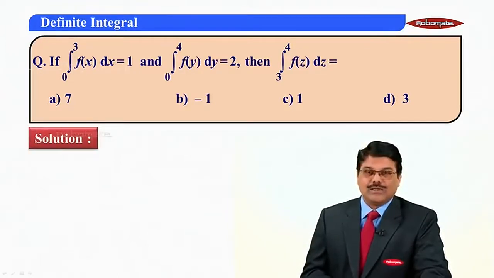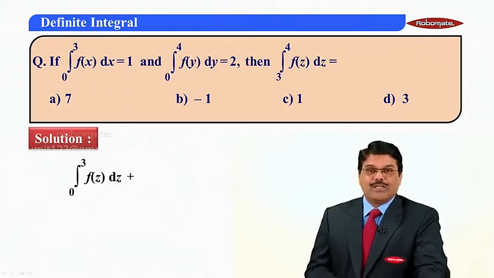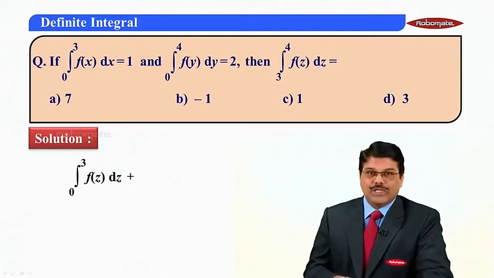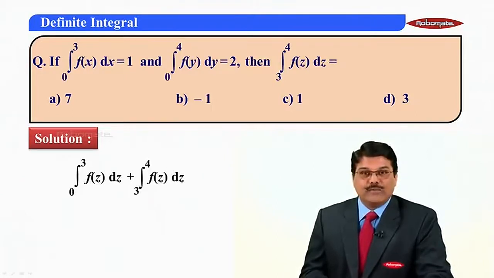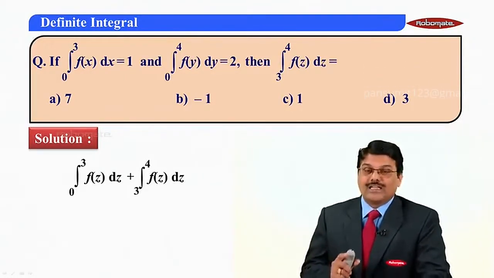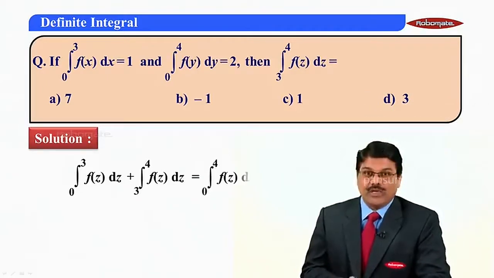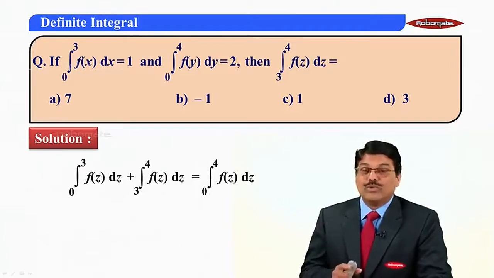Let's see the solution. Students, we know the property 3. By using the property 3, we can write the integral of f of z with respect to z from 0 to 3, plus the integral of f of z with respect to z from 3 to 4. The first has limits 0 to 3 and the second has limits 3 to 4. That is equal to the integration of f of z with respect to z from 0 to 4.